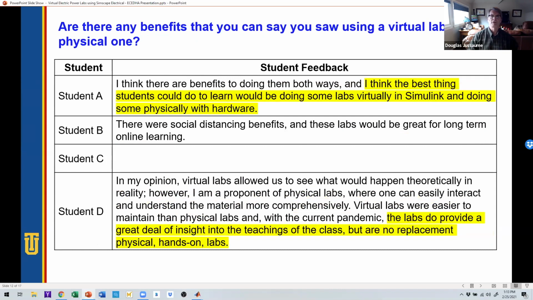We also asked them, are there any benefits that you can say you saw using a virtual lab or physical one? And the biggest one was the fact that it did a good job in backing up what was being covered in class. It gave them insight on looking at a wide range of conditions and bringing home what was being taught in the course. But again, they did not feel that these were a replacement for physical hands-on labs.